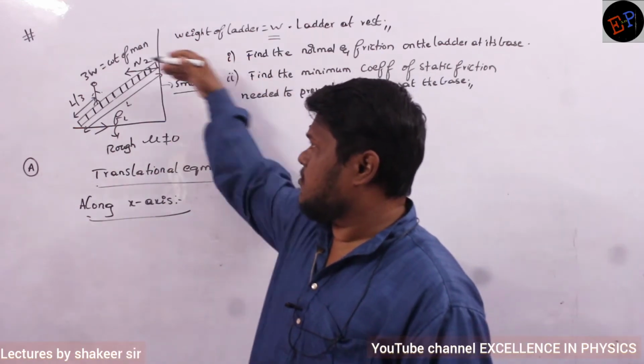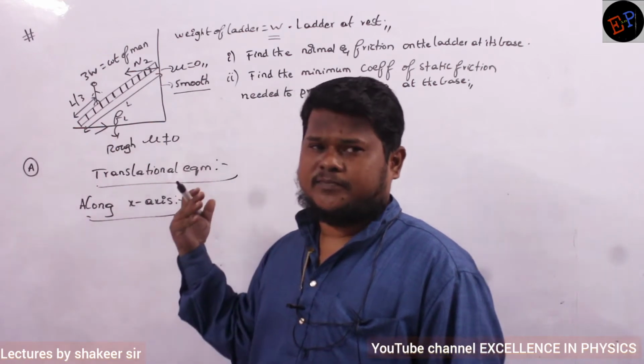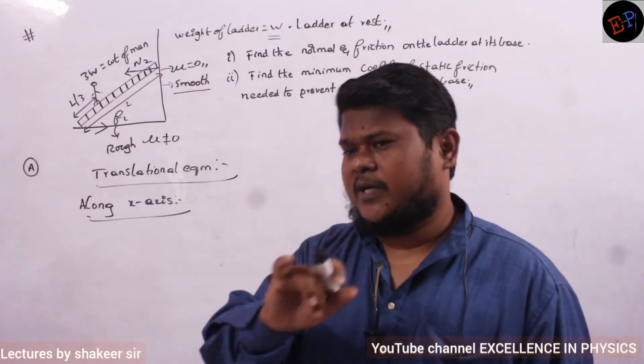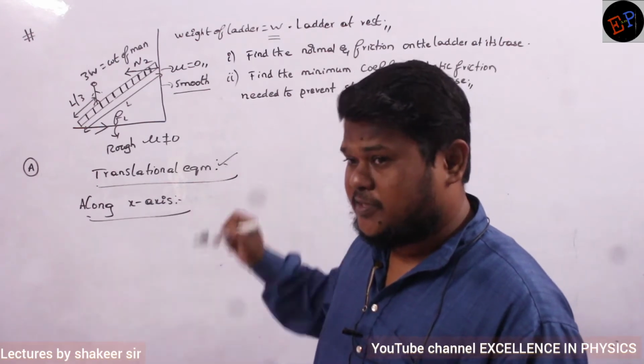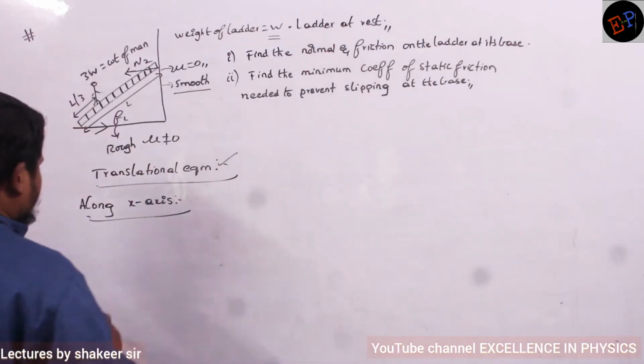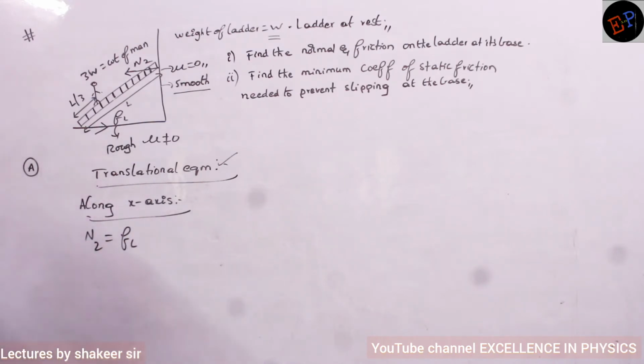So this is the force which is pushing the ladder, and this is the force which is pulling the ladder. Both the forces must be balanced along the x-axis. Which concept are we studying? Translational equilibrium. So therefore, I will write N2 and FL, they are equal. This is my first statement.